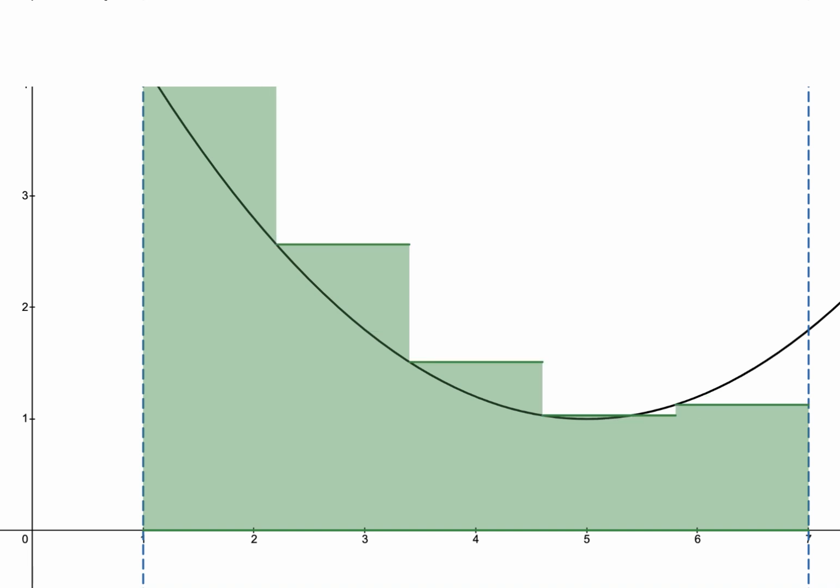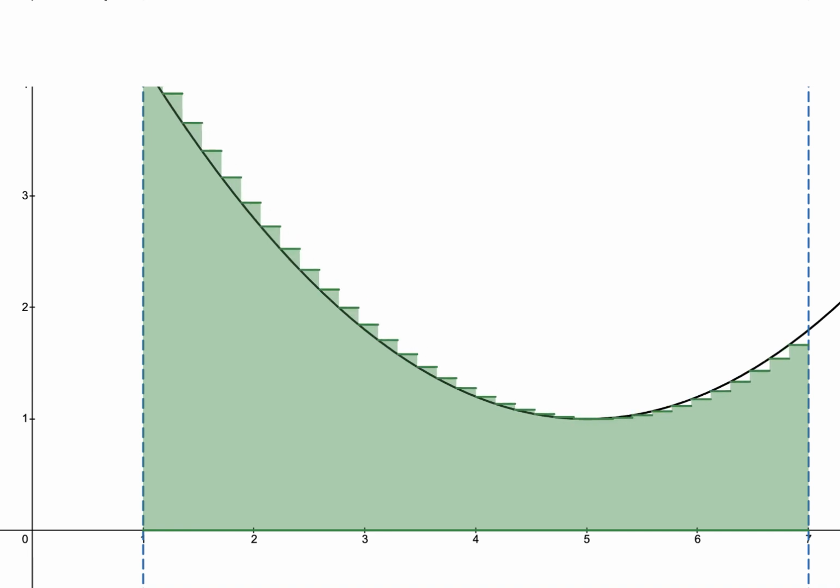Let's animate it. This is 15 rectangles. This is 34 rectangles. 60 rectangles. 80 rectangles. So clearly, as we increase the number of rectangles, that green shaded area gets to be more and more like the region that we actually want the area of.